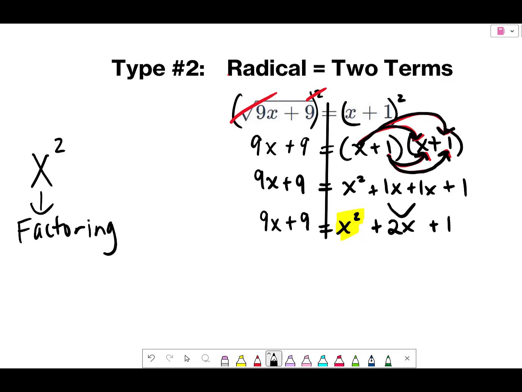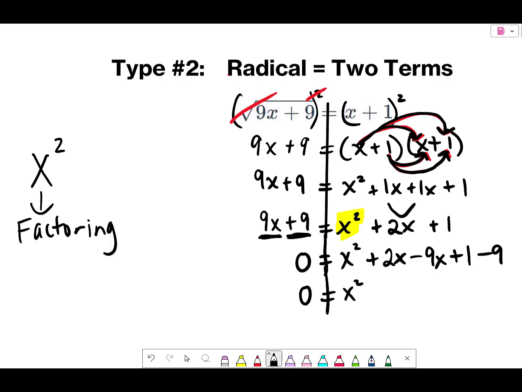So that means we need to set this equal to 0, which means I need to bring the 9x and the 9 over. So I'm going to keep them organized. So my 9x, I'm now going to put it with the 2x because they're like terms. Okay, and then I'm going to do plus 1, bring that down. And now I'm going to do positive 9 becomes negative 9. Okay, now what we have to do is just simplify. So 2x minus 9x is negative 7x.